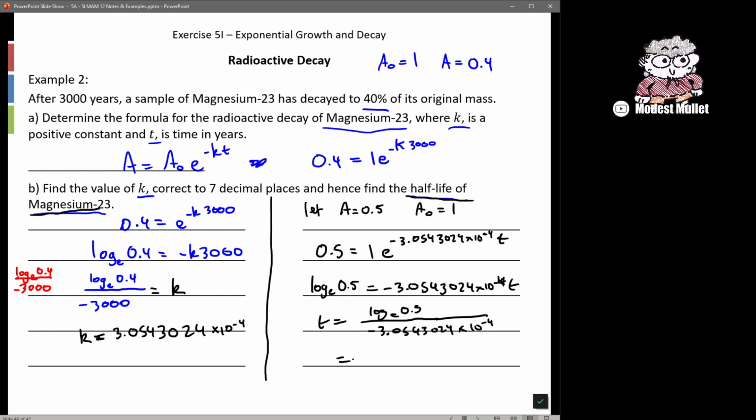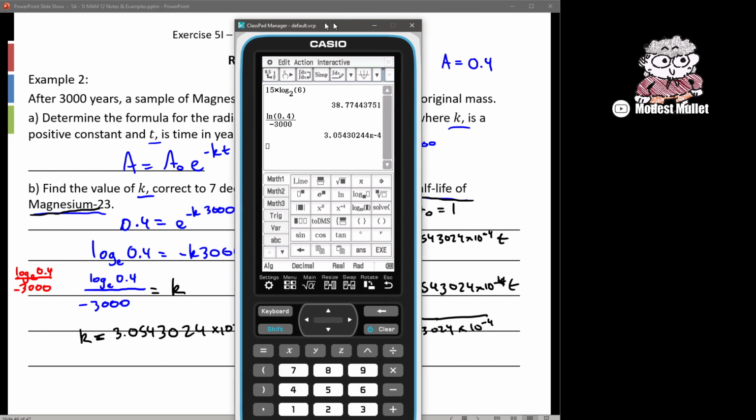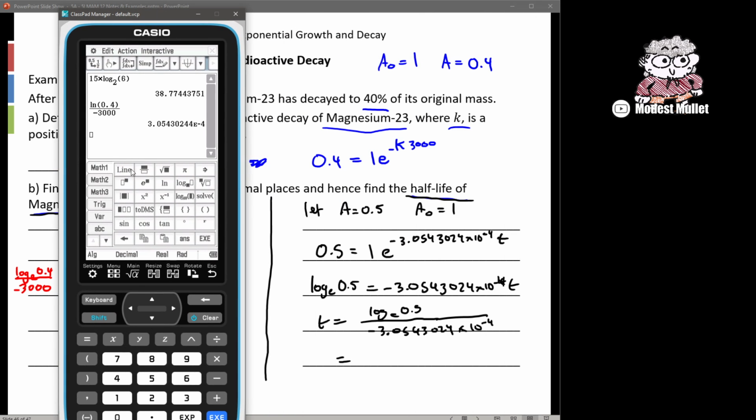And let's stick that in our calculator. Fraction, natural log of 0.5 divided by, I'm not going to need brackets because it's got the lovely fraction operator on this version of the CAS. So we get negative 3.0543024, and we want that. Is there an automatic by 10?